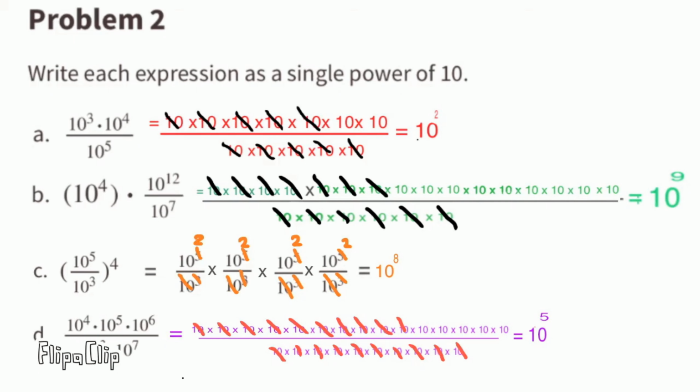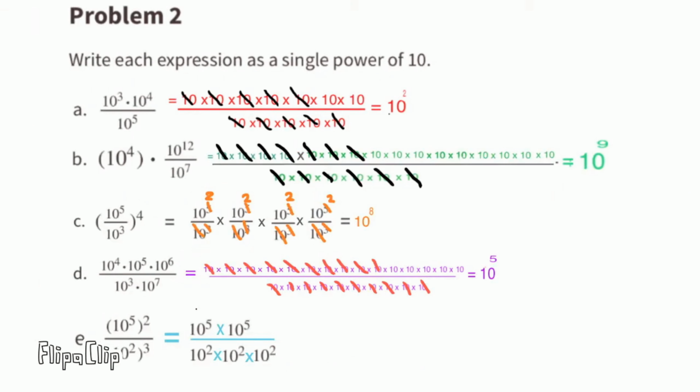For letter E, we have 10 to the power of 5 to the second power divided by 10 to the second power to the third power. That means 10 to the power of 5 times 10 to the power of 5 over 10 to the power of 2 times 10 to the power of 2 times 10 to the power of 2 on the bottom. Now we can start canceling out.